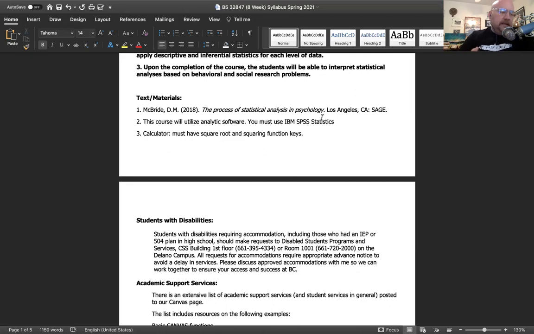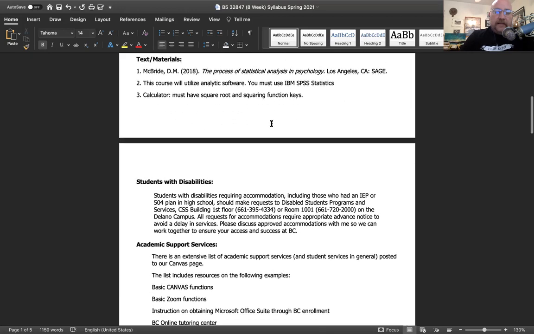Again, the third one, on completion of the course, you should be able to interpret the analyses. So the second one we just talked about is, can you do the analyses? And the third is, now tell me what they mean. Can you interpret the analyses and use those to solve research problems? All right, so that's what we're going to go over in our class. And I'll get into more specific breakdowns when we look at the schedule in a sec.